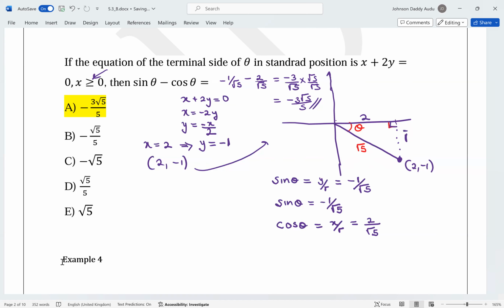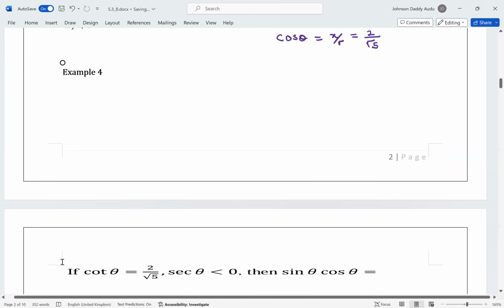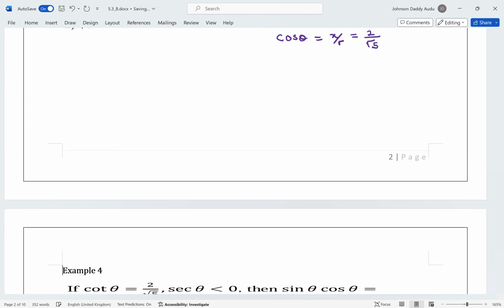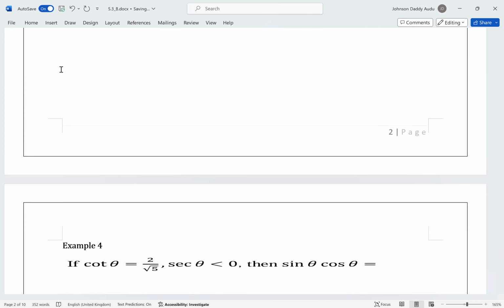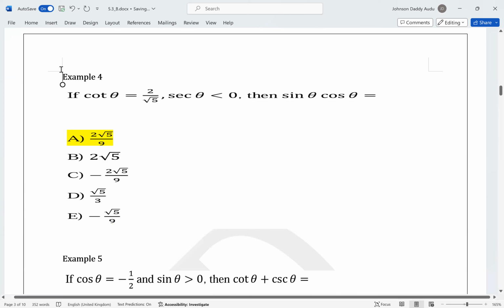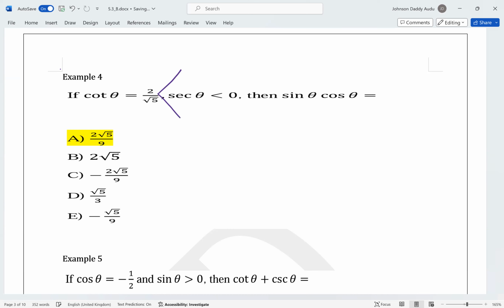All right. Now example number 4. What do we look at here? We see that cotan theta is this. This is telling you that cotan is positive, but we know cotan can only be positive where tan is positive. And tan is positive in which quadrant? In the third and the first, right? So we have first here and third.